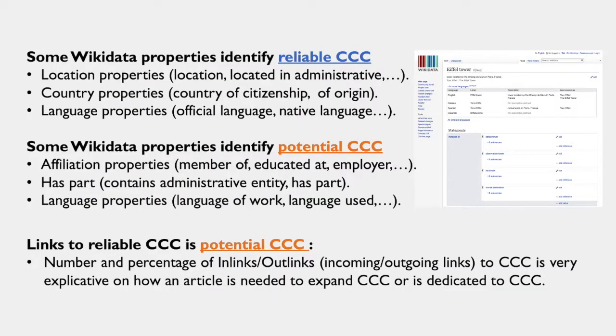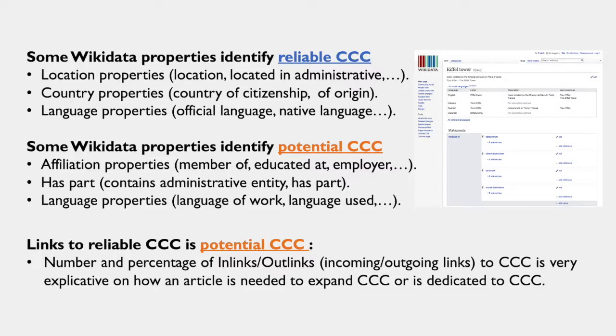We can also complement these strategies by using Wikidata properties, and again, some of them are reliable, like location, country, and language, and some of them are not reliable, like affiliation or has part. And finally, using the links, and the percentage of incoming and outgoing links to the different CCC and non-CCC already retrieved articles is also a way to see if an article is really about this kind of content or not.